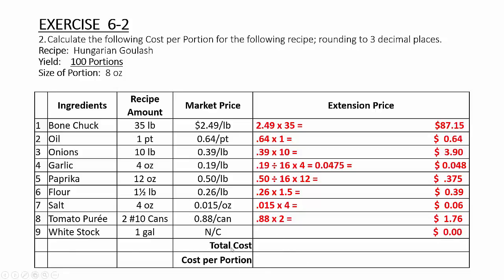We now want the total cost, or the recipe cost. We'll add up all of our ingredients in the extended price column. We see that it's going to cost us $94.323 to make 100 portions of Hungarian goulash. Let's figure out what it's going to cost us per portion. There's the total recipe cost. Let's divide it by the 100 portions that we get with that and round it off to 3 decimal places. It's going to cost us $.943 per portion.